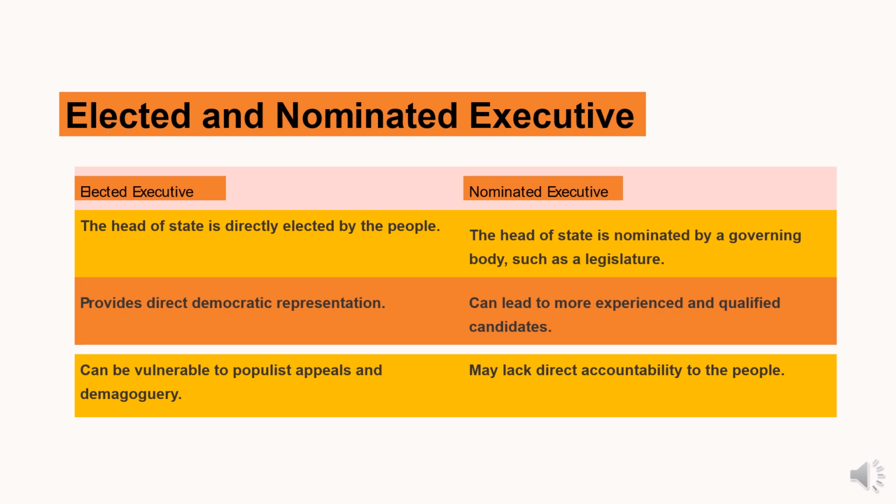This provides direct democratic representation. This type of executive is often seen in presidential and parliamentary systems where the head of government or state is chosen by the electorate or a representative body. So it can be vulnerable to populist appeals and demagoguery.